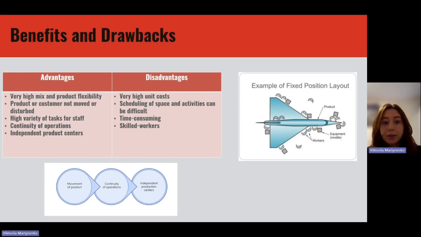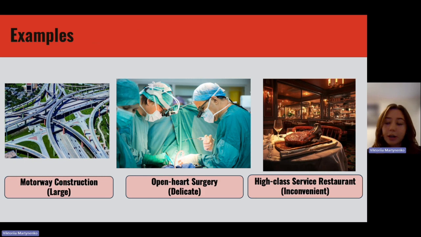Some examples of fixed position layouts are motorway construction or bridge construction, because the product itself is too large to move. Open heart surgeries, because the process is too delicate and the patients cannot be moved. That's why resources and people are arranged around the patients. And high-class service restaurants, where it is inconvenient for customers. They are not expected to move around. That's why they are served.